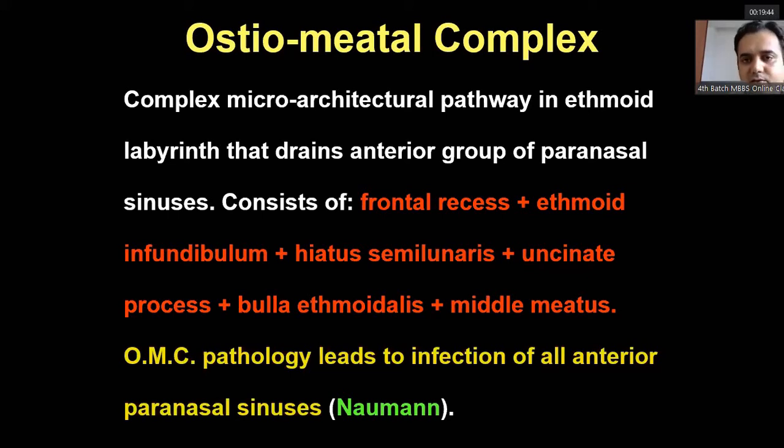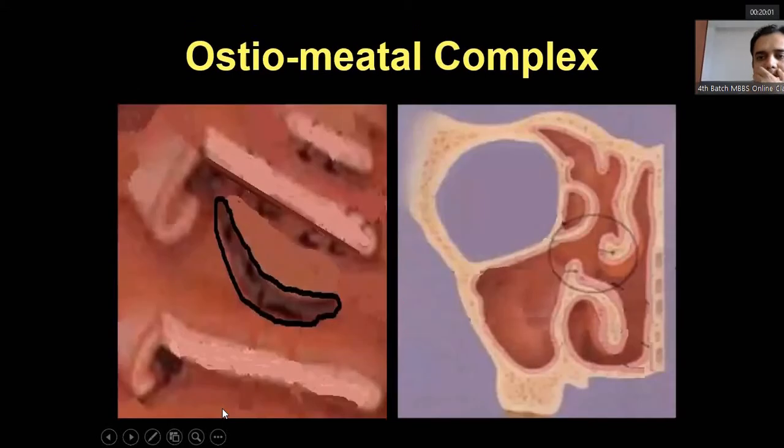Okay, so it consists of the frontal recess, ethmoid infundibulum, hiatus semilunaris, uncinate process, bulla ethmoidalis, and middle meatus. Osteomeatal complex pathology leads to infection of all the anterior paranasal sinuses. So what you can see here is that most infections of the nose are due to poor ventilation.